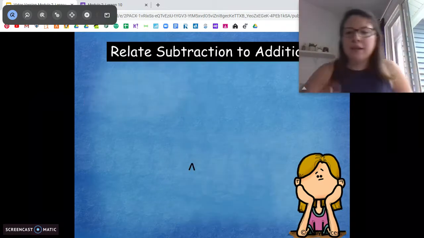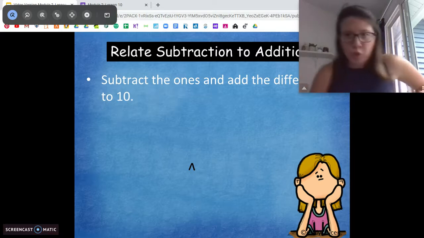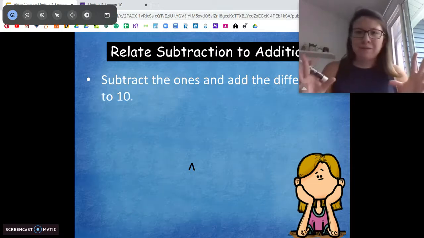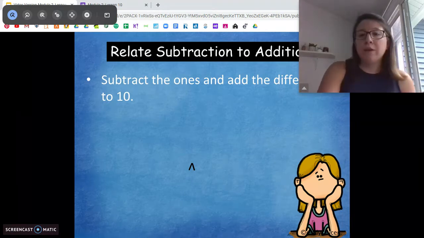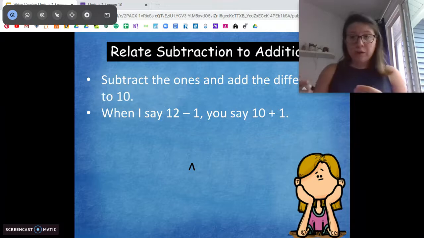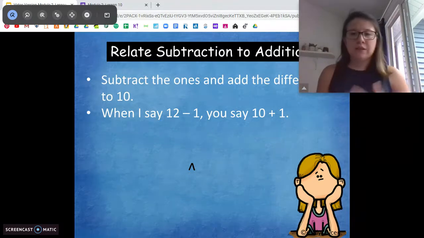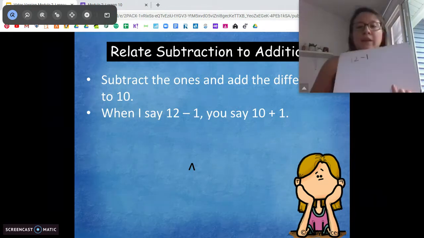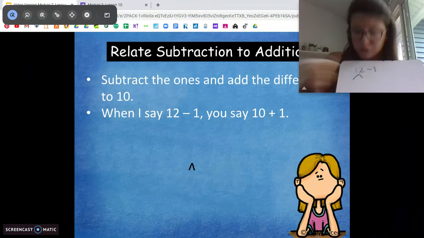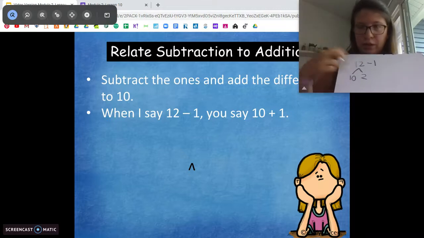All right. For this, you're going to need your paper and your pencil. We're going to do a little bit more fluency practice to make sure we've got our relationship between addition and subtraction down pat. So what I'm going to give you is a subtraction sentence. You are going to tell me this equal 10 plus subtraction sentence. So if I say 12 minus 1, and I'm going to write down 12 minus 1, to do that, I'm going to break 12 into its tens and ones. So I have 10 and 2, right? One group of 10, 2 extra ones.